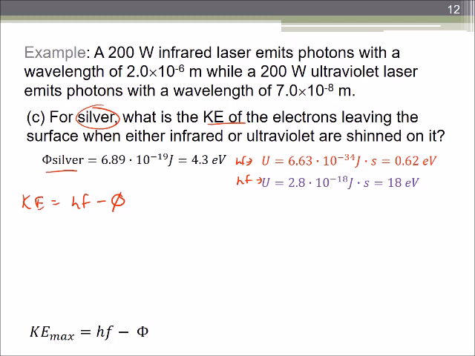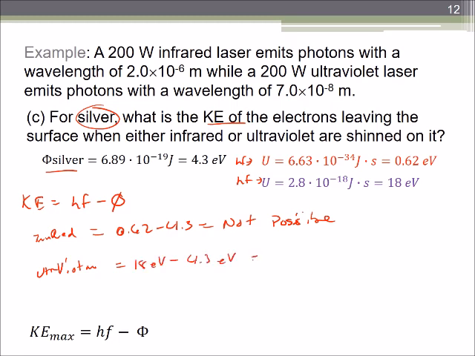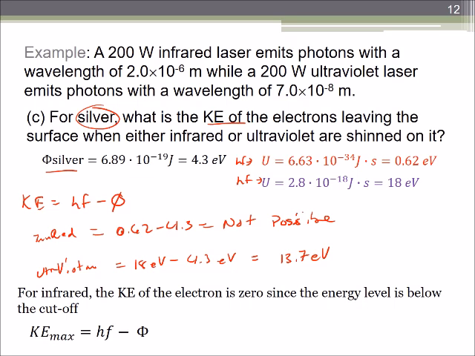This is hf for red, and this is hf for purple or ultraviolet. For red, we have 0.62 minus 4.3, which gives a negative number. We cannot have a negative kinetic energy, so red is below the cutoff frequency, and that's not going to happen. For ultraviolet, we have 18 electron volts minus 4.3 electron volts, which gives us 13.7 electron volts, which will be the kinetic energy.